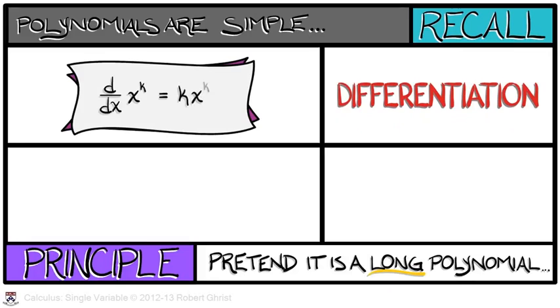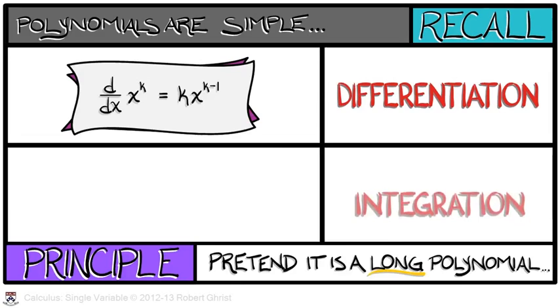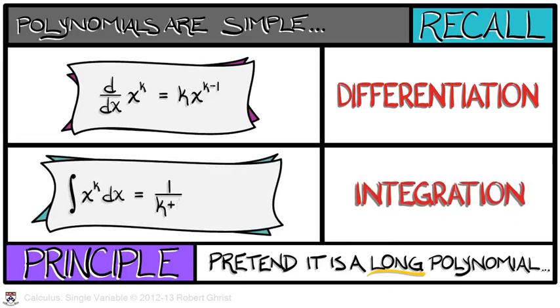Recall that when it comes to differentiation, the derivative of x to the k is k times x to the k minus 1. Likewise, the integral of x to the k is x to the k plus 1 over k plus 1. Don't forget the arbitrary constant, and don't forget that something unusual happens when k is equal to -1. Both of these properties should be familiar from your previous exposure to calculus. Given these facts about polynomials, let's see what we can observe about e to the x.